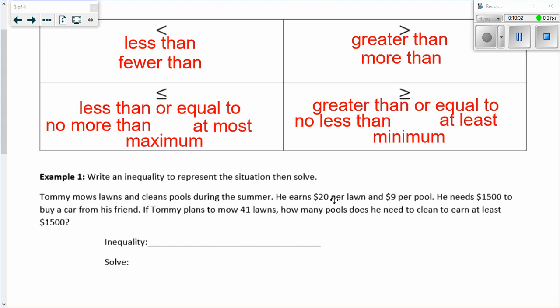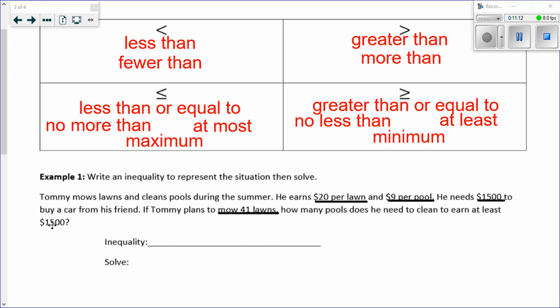So I'm going to go through and underline important stuff. So $20 per lawn, $9 per pool, at least $1,500. None of my stuff is clickable. Click it. There, $1,500. At least should be underlined. That should be underlined. He's mowed 41 lawns. At least that should be underlined as well.